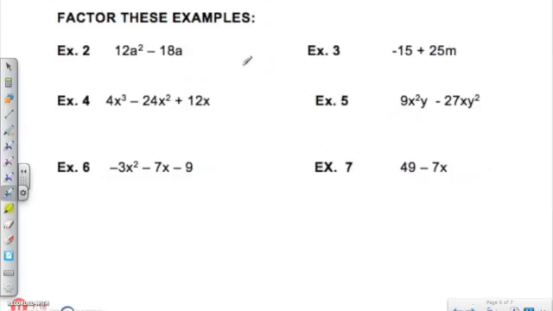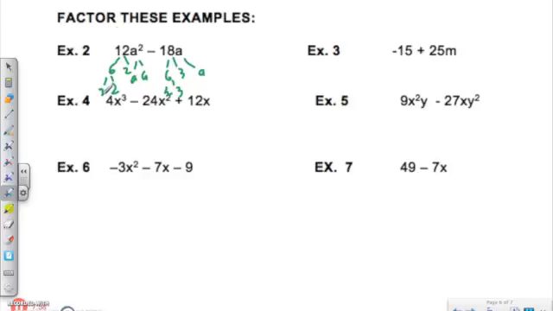Alright, let's look at some more examples. So we want to factor these examples. So we want to figure out what our greatest common factor is first. So if I break down 12, I could break that down into 6 times 2, and that's going to break down into 3 times 2, and my a's are going to break down to be a's, and a squared breaks down to a and a. With the 18, I'm going to break it down into 6 and 3, and that's going to break down the 6 into 2 and 3, and my a will come down here.